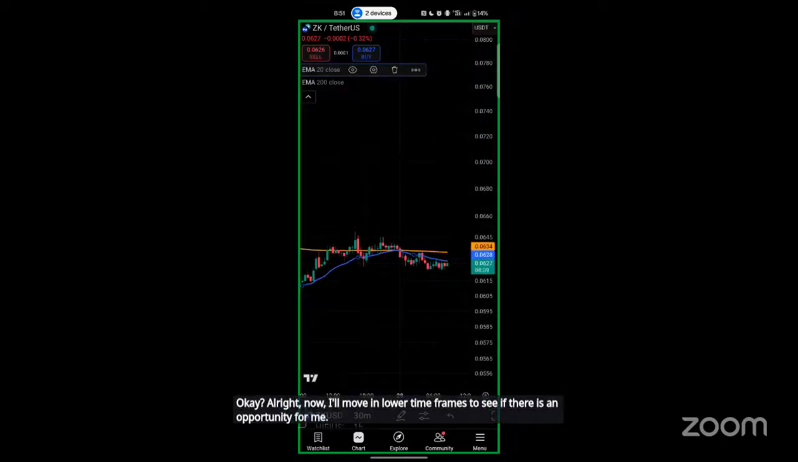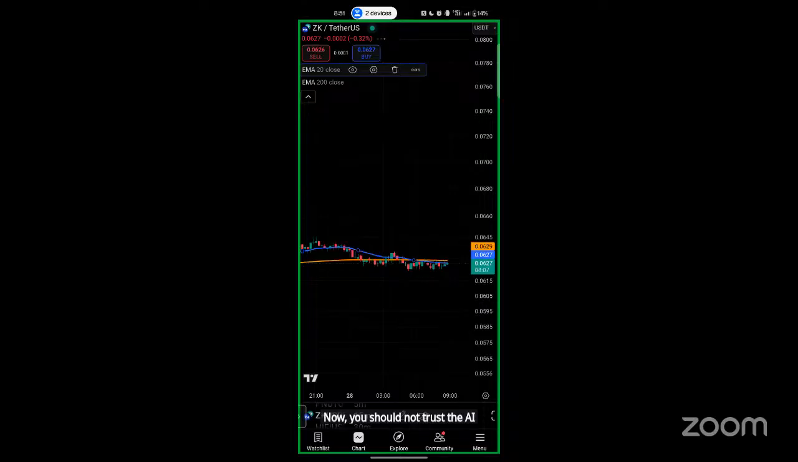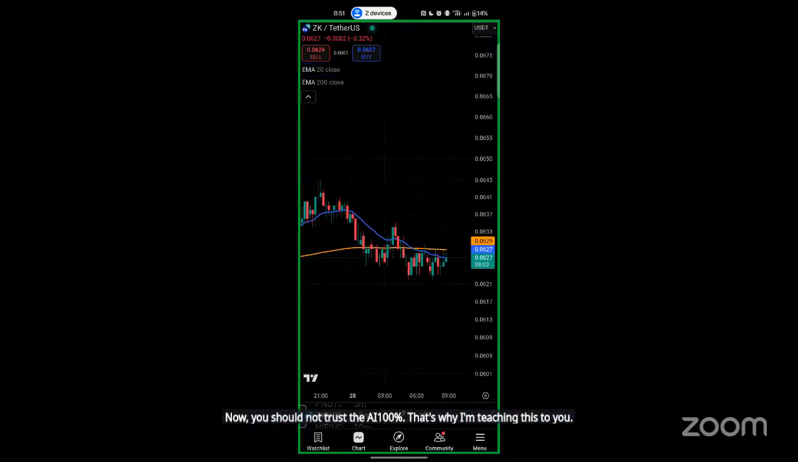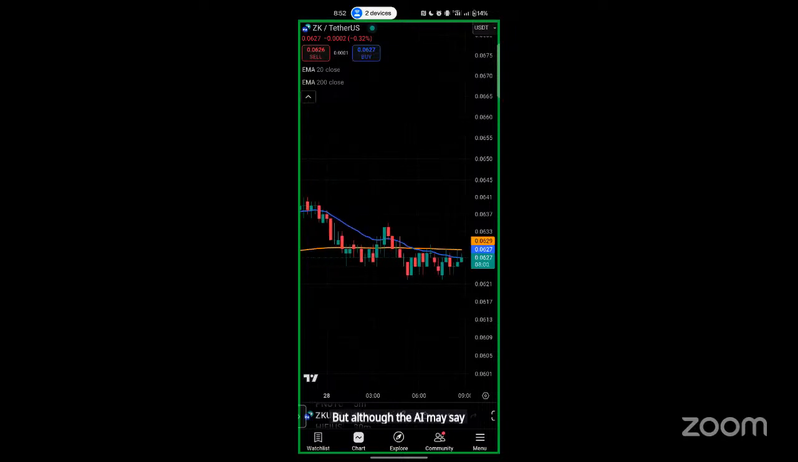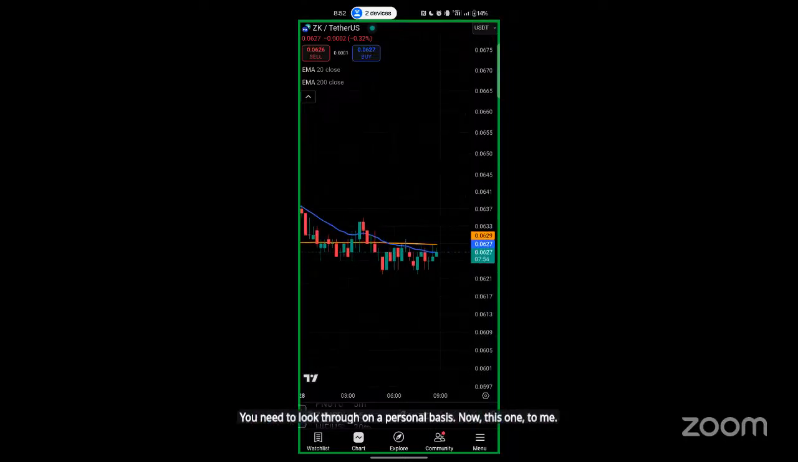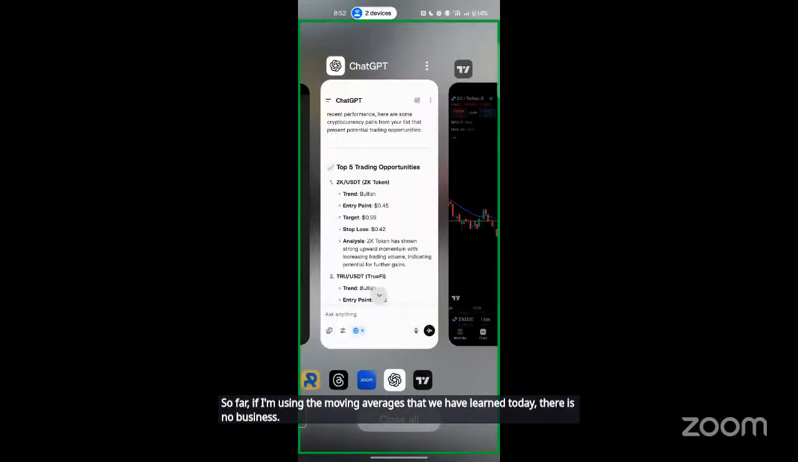Now, you should not trust the AI 100%. That's why I'm teaching this to you. Although the AI may say this looks to be good, you need to look through it on a personal basis. Now, this one to me, so far, if I'm using the moving averages that we have learned today, there is no business. Then I go to the next.